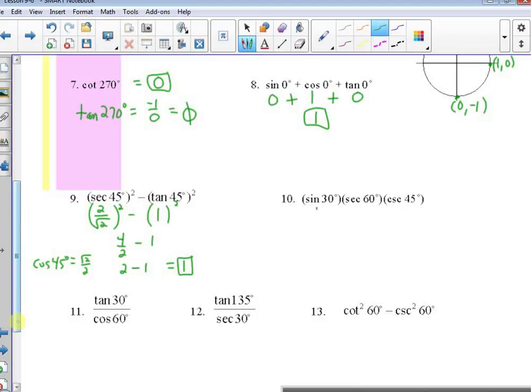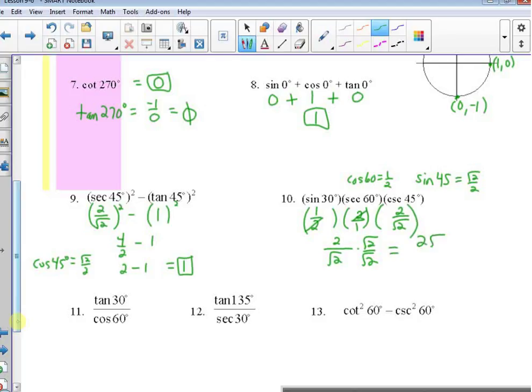Number 10, sine of 30 is 1/2. Secant of 60 relates to the cos of 60. The cos of 60 is 1/2, so the secant of 60 is 2 over 1. Cosecant of 45 relates to the sine of 45, which is radical 2 over 2. So cosecant of 45 is 2 over radical 2. I'm going to put my denominator of 1 in there, cross simplify those 2's, and I end up with 2 over radical 2. Going to rationalize that denominator. 2 radical 2 over 2. Final answer, radical 2, because those will simplify.